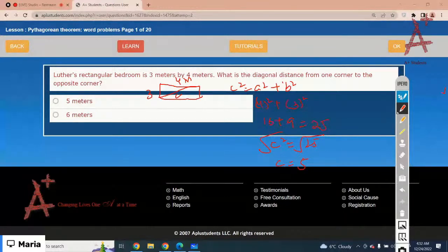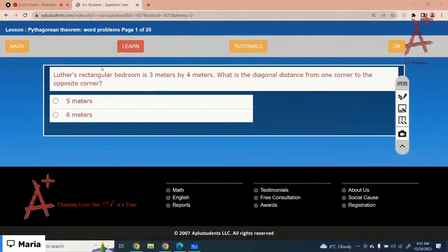The correct option is 5. Just select the correct option and click on the OK button.